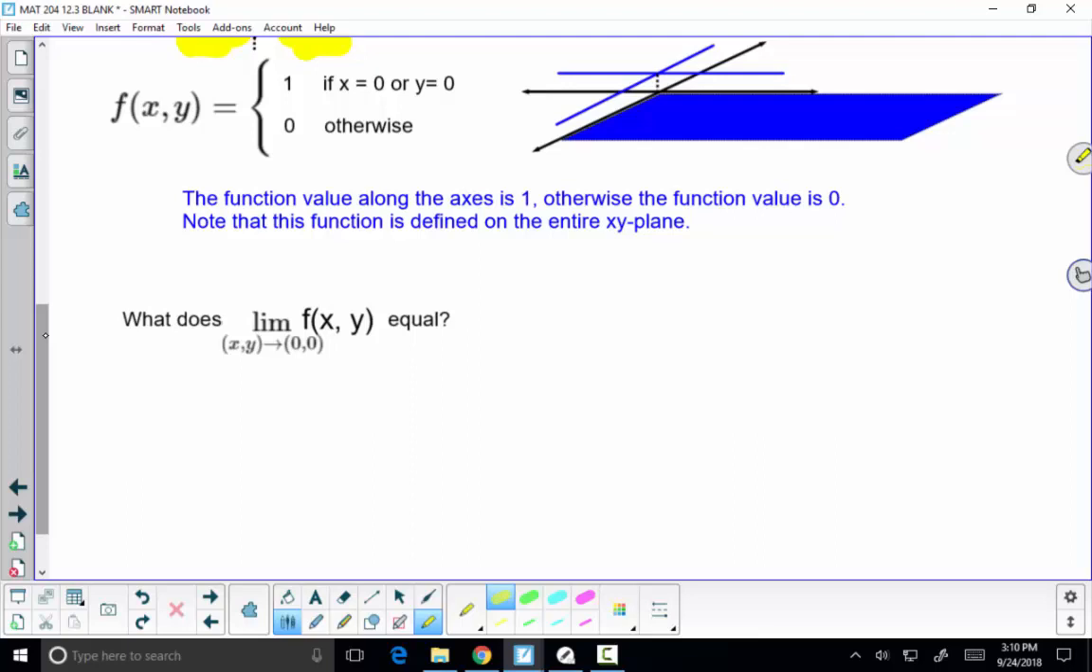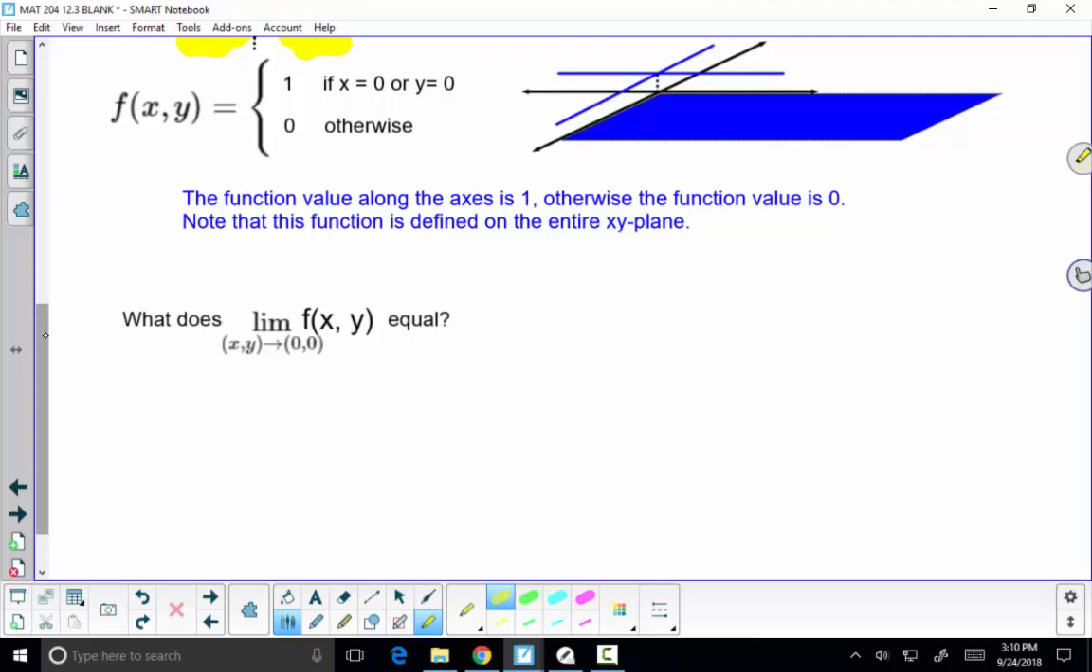These other 3 quadrants back there should also be blue, right? It's 0 everywhere except on the x and y axis. So on the x and y axis, it's like just lifting up the function values 1 unit. If you lift up the x and y axis points 1 unit. So everybody can see what that function is?